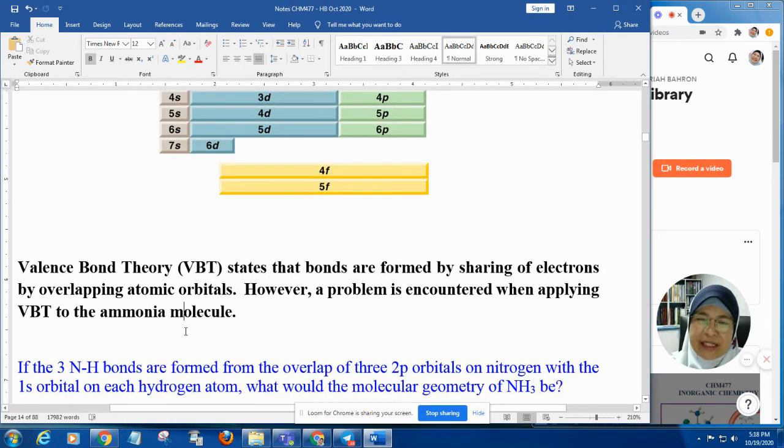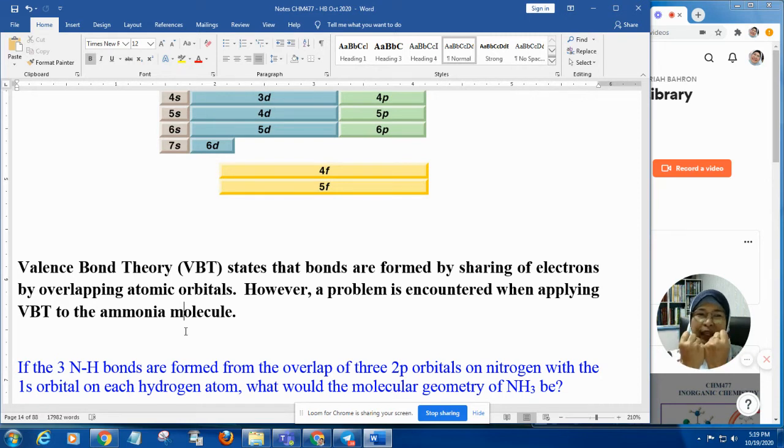Valence bond theory states that bonds are formed by sharing of electrons by overlapping of atomic orbitals. Now, when you have two atoms approaching one another, imagine this, let me go a bit far. Imagine these are two atoms. These are two atoms far away from one another. When they are far away from one another, there's not going to be any interaction, because interaction can only occur when the atoms are close to one another.